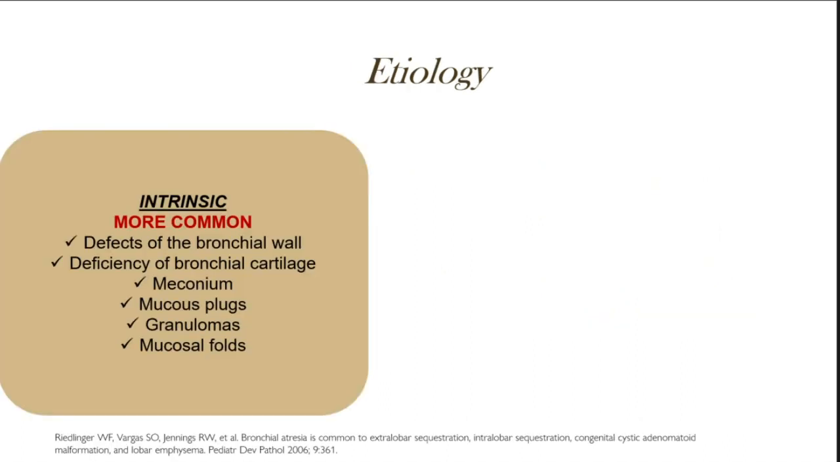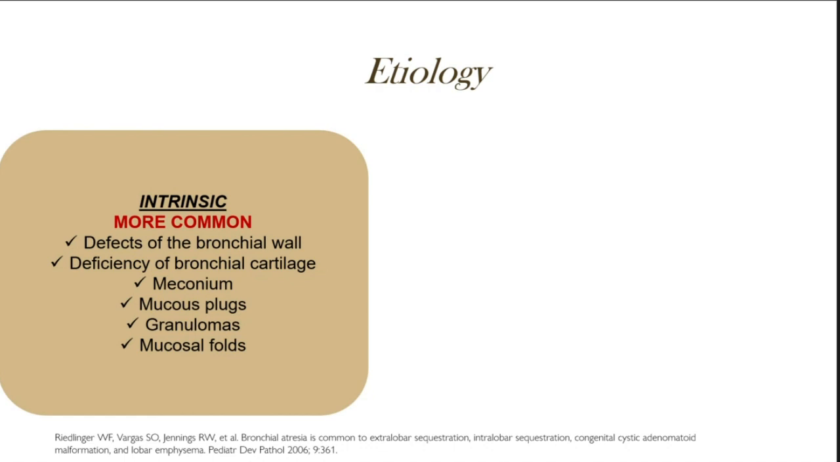The etiology of congenital lobar emphysema can be due to an intrinsic or extrinsic obstruction. So, intrinsic obstruction is when something from inside the lung is causing an obstruction of the airway, and this is the more common cause of obstruction. It is often caused by defects in the bronchial wall, such as deficiency of bronchial cartilage. This results in airway collapse during expiration.